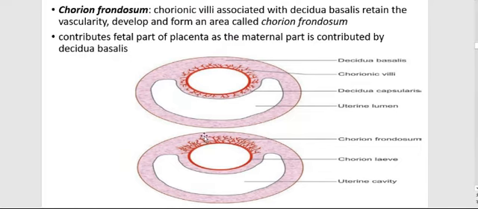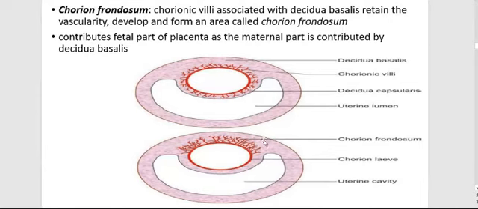So these which remain and project into the decidua basalis are called chorion frondosum. These are the ones which contribute the fetal part of the placenta. These chorionic villi contribute to the fetal part of the placenta, and then the maternal part is contributed by the decidua basalis.